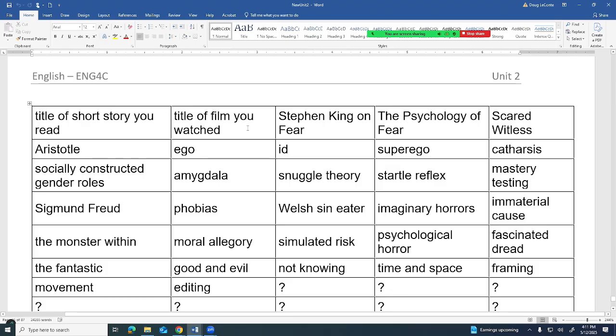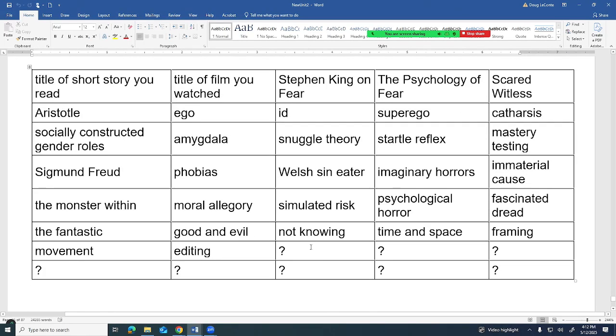Title of the film you watched, and the same goes for that. The elements of the film itself. What are all the different elements and how are they connected to that specific film? We can add these at the bottom squares as well. So you'll see you may need quite a few more of these rectangle cells here.